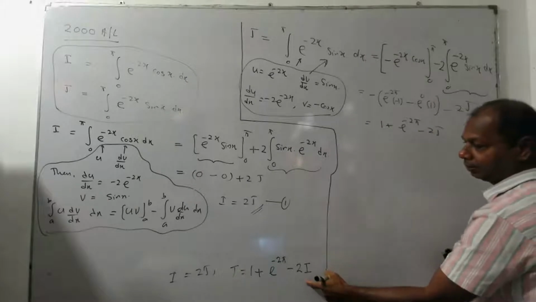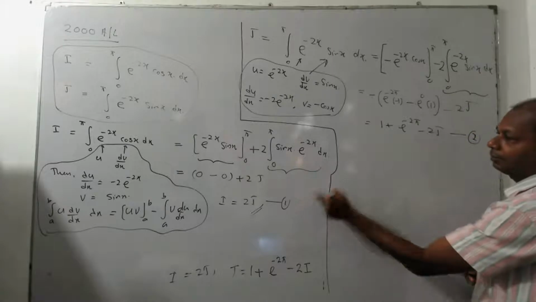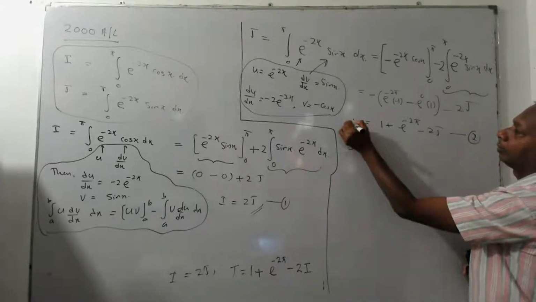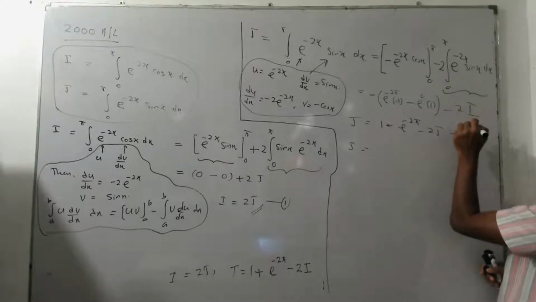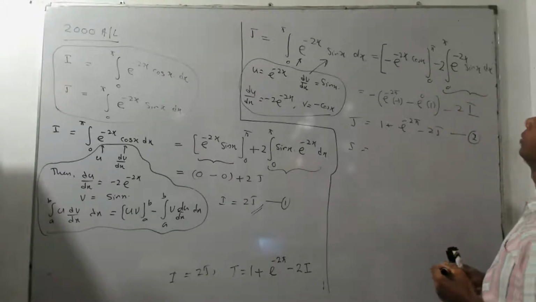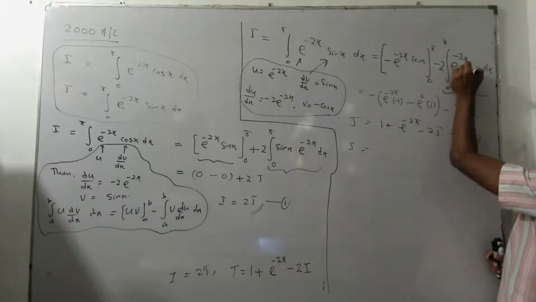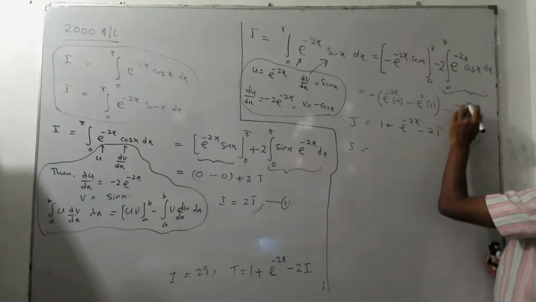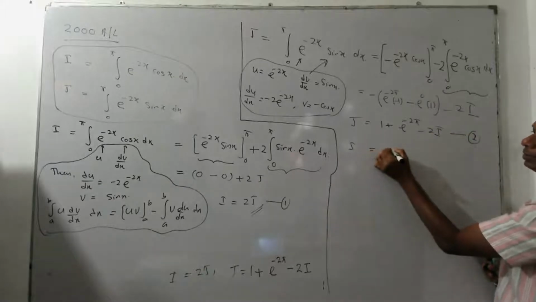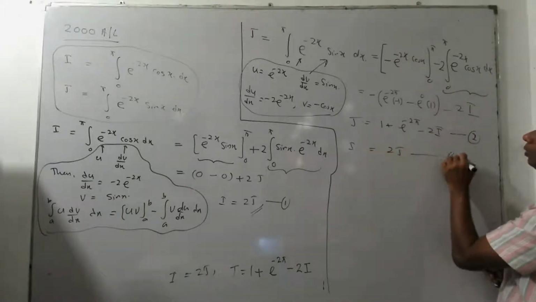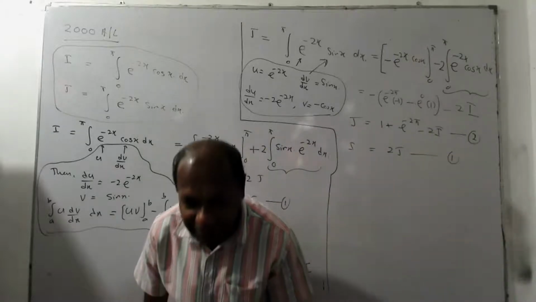Isn't that what we need? Yes, exactly. Equation number 2. And this is equation number 1. This is rather I, isn't it? This is I, with cos x. So you have two linear equations now. Now there onwards it's only a matter of solving two simultaneous equations.